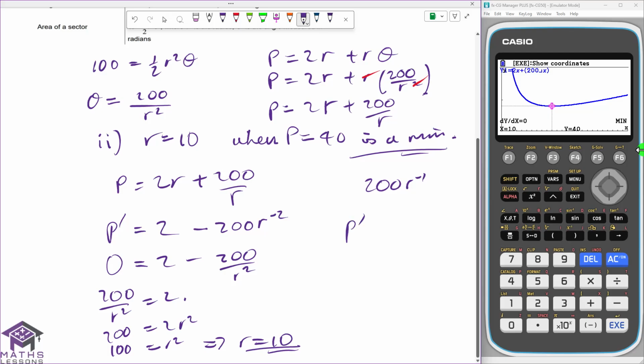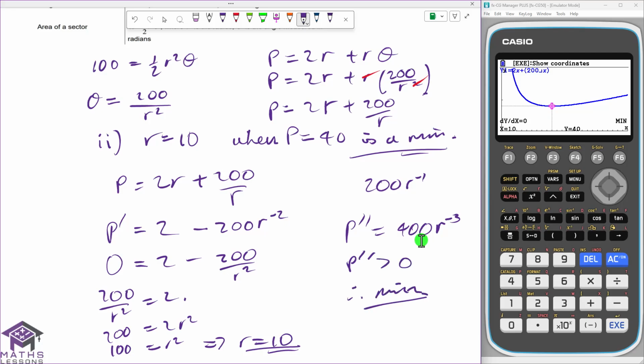If we do P double dash, the 2 goes, and minus 2 times minus 200 is 400, times R to the minus 3. If you put 10 into this, you'll get a positive number. So P double dash is greater than 0, and therefore we have a minimum. We can even prove we've got a minimum using the second derivative, and that's what you can do if the question asks you to do all the calculus as well.